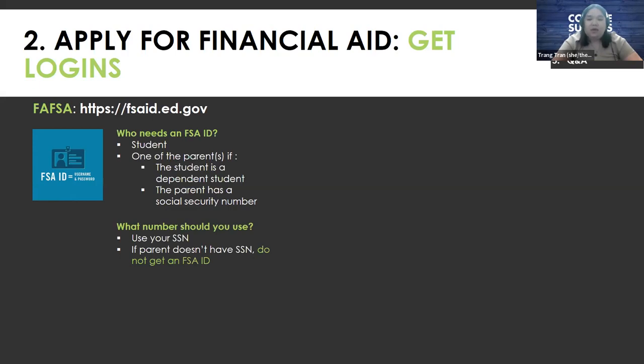And if the parent does not have a Social Security number, they do not create an FSA ID. And instead, when asking for the Social Security number on the FAFSA application, they will input all zeros on the application. And for the signature, the parent will sign a physical signature page as opposed to the electronic signature.